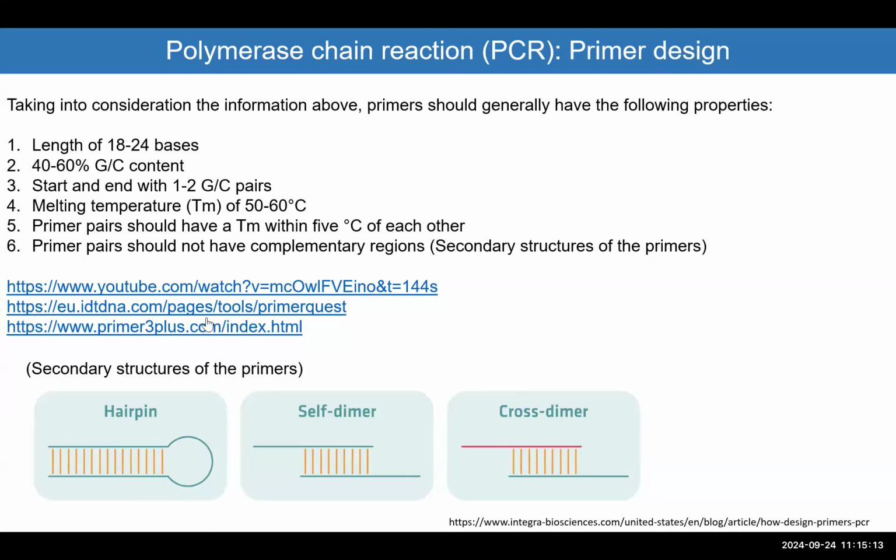So you have IDT here, and you have Primer3. If you have a piece of DNA and you want to generate a primer, all you need to do is take that DNA, throw it there, and it suggests what primers, and then you take those primers and test.